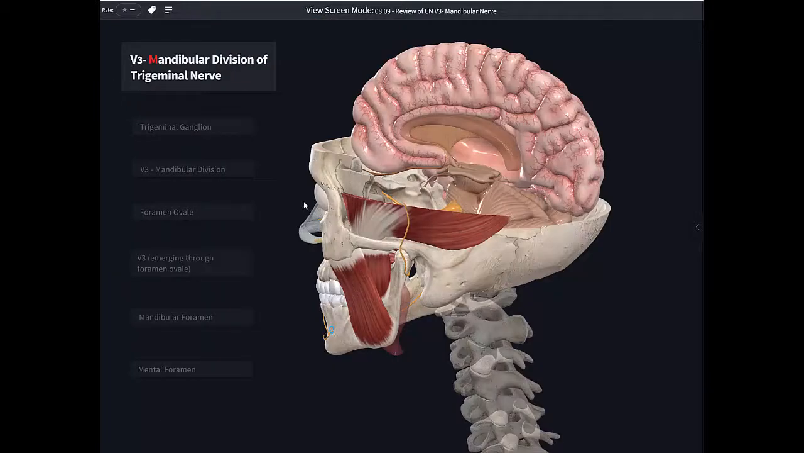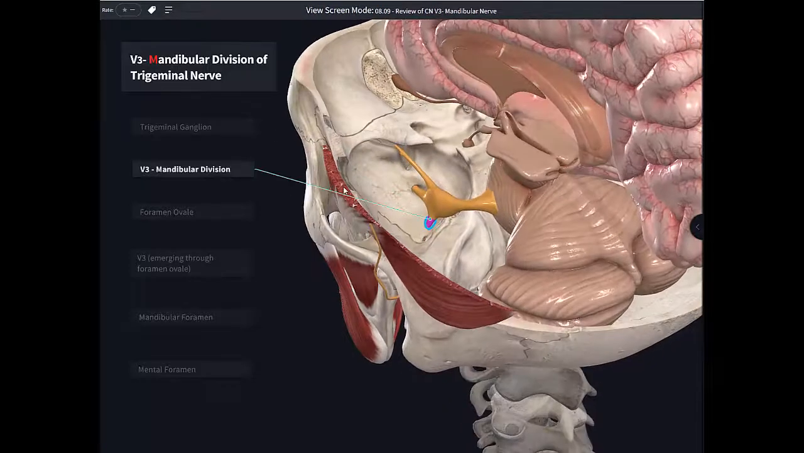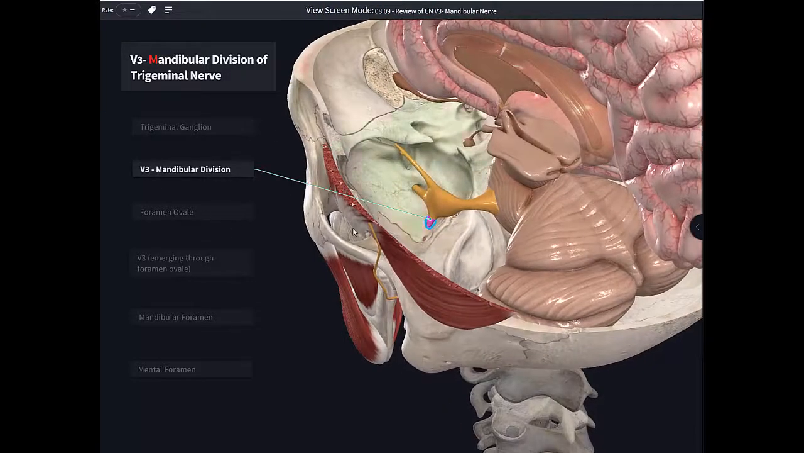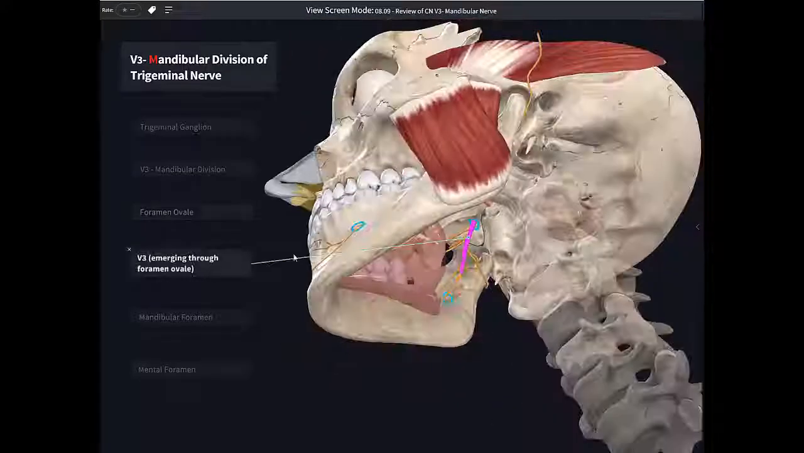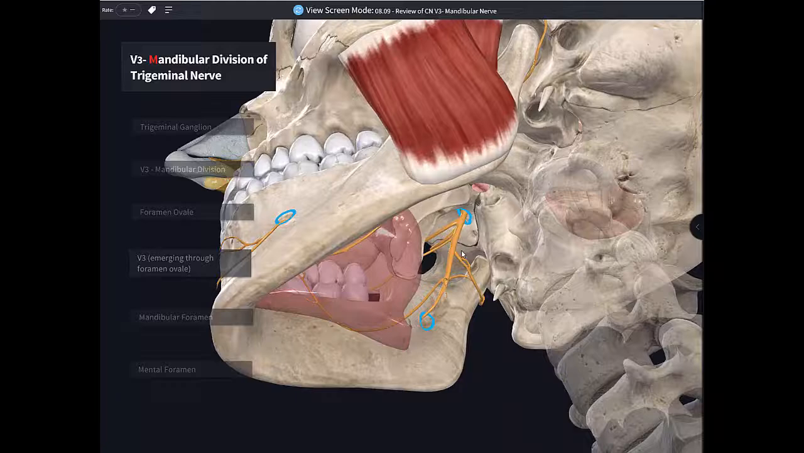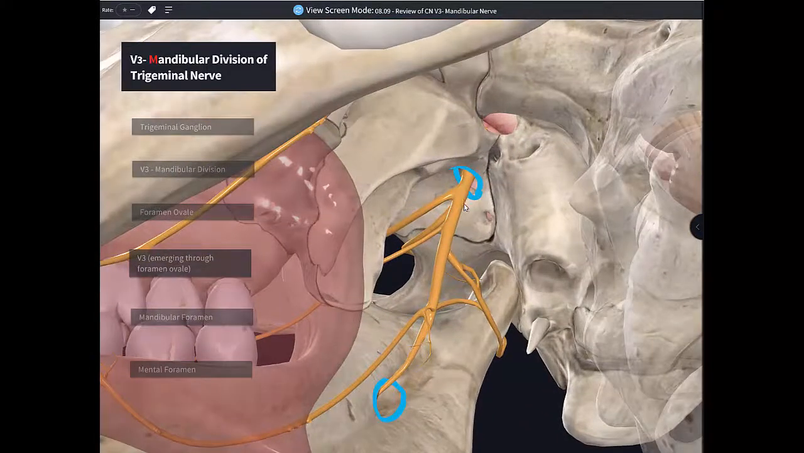The most substantial part of the trigeminal nerve or trigeminal ganglion is the mandibular division down here. It passes through an oval opening called the foramen ovale, and it emerges through the foramen ovale down here. See if I can zoom in a little bit more. Sure enough, here it is passing through the foramen ovale.